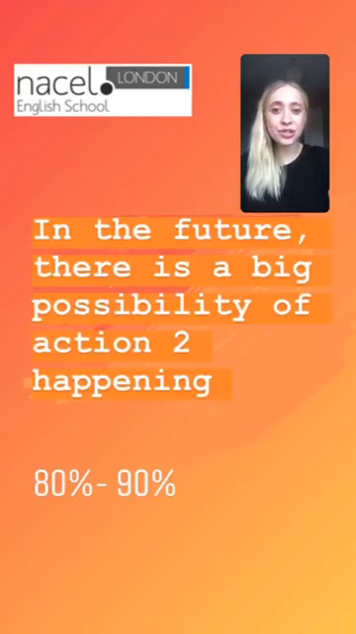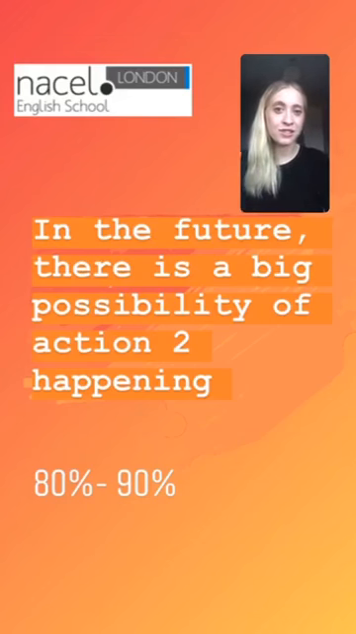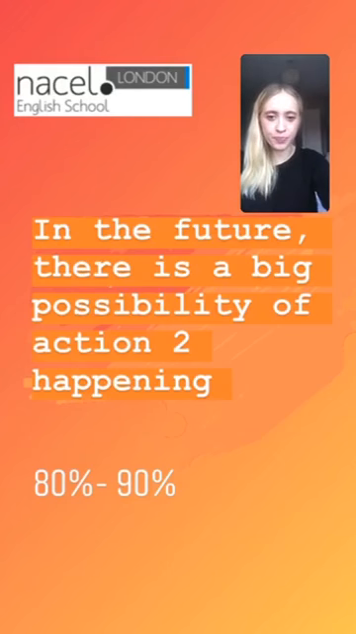Action 2 is in the future. So in the future, there is a big possibility that action 2 will happen. So action 1 and action 2, and if we do number 1, number 2 is more likely to happen. It's about 80 to 90%, we could say. It's not a guarantee, but it's more likely to happen.